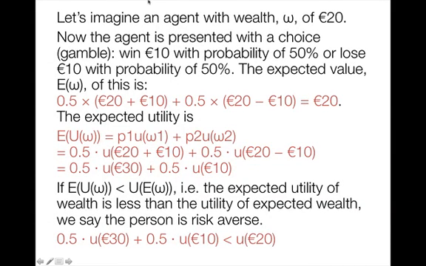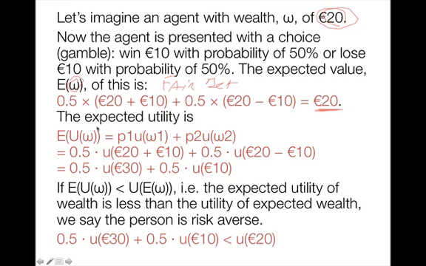So, for example, if we take a look at this example, there is an agent with some wealth, W, of let's say 20 euros, and they're presented with a choice, which is a gamble. Win 10 euros with a probability of 50% or lose 10 euros with a probability of 50%. In other words, this is a fair bet. The expected value, E of W, of this is 0.5 times 20 plus 10, the initial wealth plus what you might win, plus 0.5 times 20 minus 10, the initial wealth minus what you might lose. So it's 20. You stand to recover the same amount. This is a fair bet.